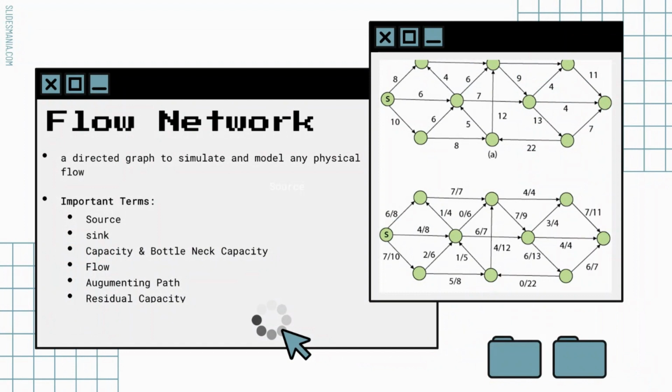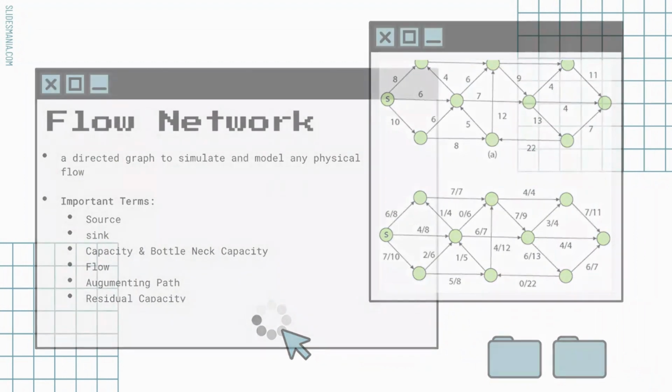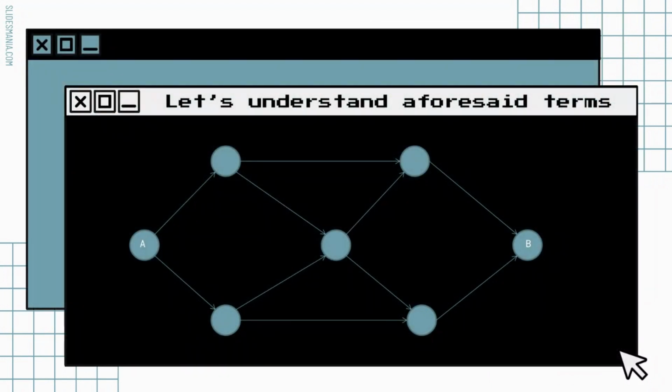We have to acquire knowledge about some important terms like source, sink, capacity and bottleneck capacity, flow, augmenting path, and residual capacity. Let me make you understand about the aforesaid topics. Here A is the source and B is the sink.